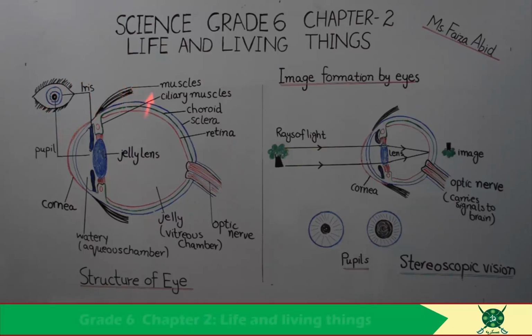We are going to discuss the structure of the eye in today's lecture. So the eye has 3 important layers. The outer one is the sclera, the front portion of which is transparent, that is called the cornea, so that light can enter inside our eyes.